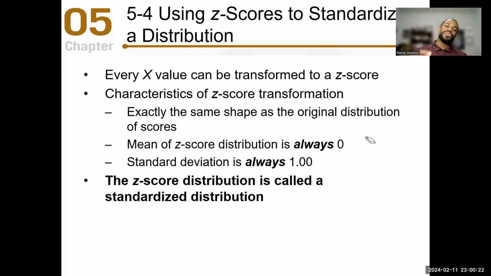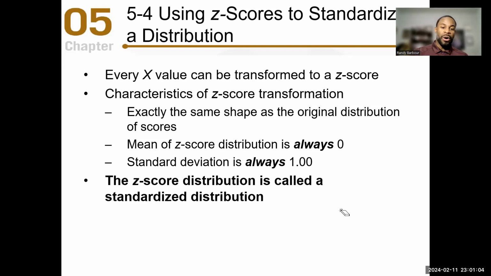Okay. So these are the characteristics of a z-score transformation. Every z-score distribution has exactly the same shape as the original distribution of scores, right? There's no difference. So if an actual distribution of scores has a normal distribution, when you transform all of those individual x values into z-scores, the z distribution will also be normal. The mean of a z-score distribution will always be zero. Okay, that's one important note to write down right away.